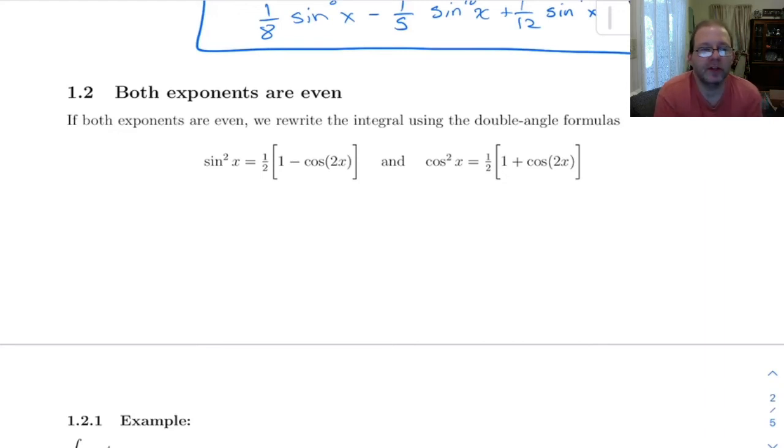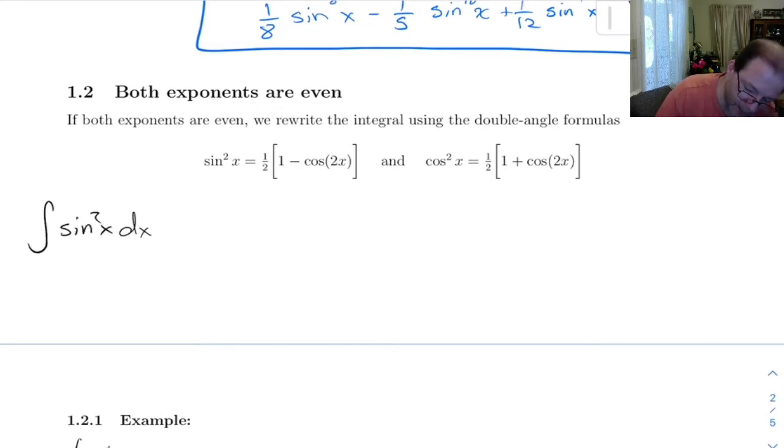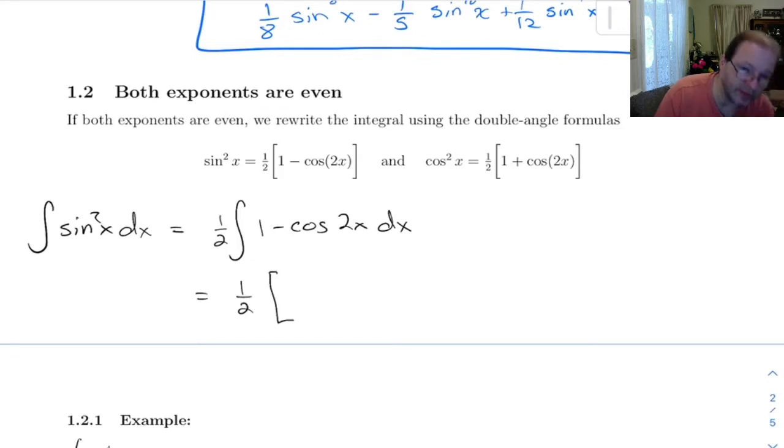If both of your exponents are even, then what you have to do is rewrite the integral using these double angle formulas. So for instance, if you had the integral of sine squared, then you'd have to rewrite that as the integral of 1/2 times 1 minus cosine 2x dx, and integrate that. This is something we can integrate pretty easily. Integrate the 1, you get x. Integrate cosine 2x, you get sine 2x divided by 2, plus c.